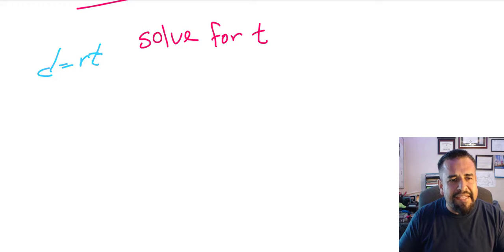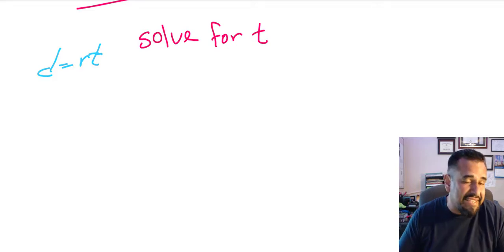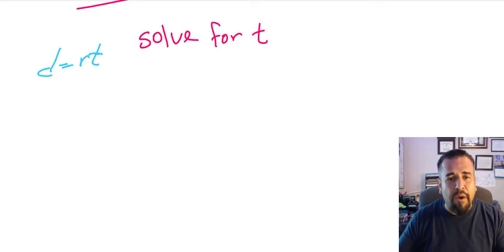If I'm going to get T by itself, notice I have rate times time. That means if I multiply the rate times the time, it's going to give me the value of the distance. So now I want T by itself. So I need to get the R away from it. So I'm going to divide here by R, divide here by R.